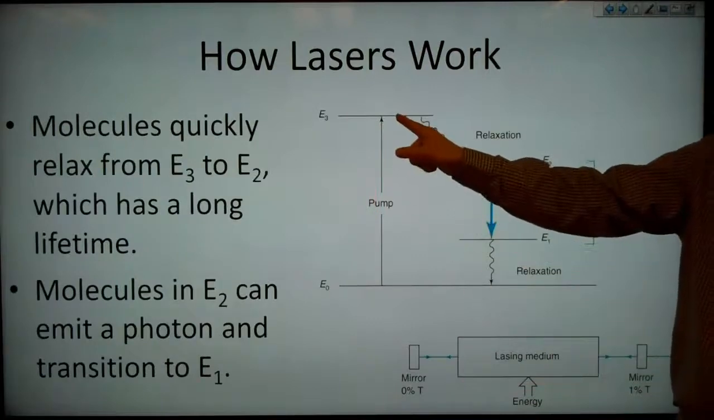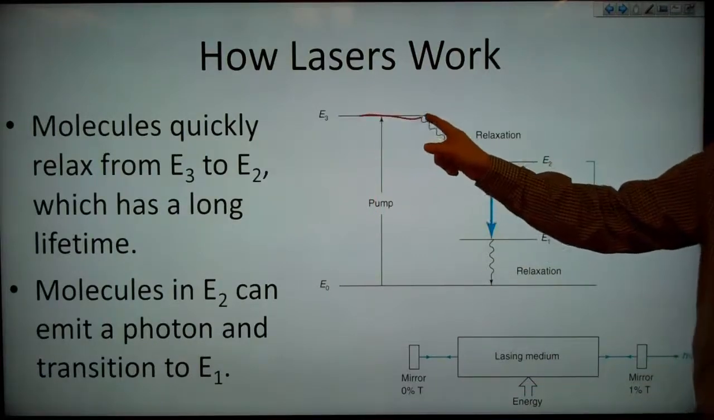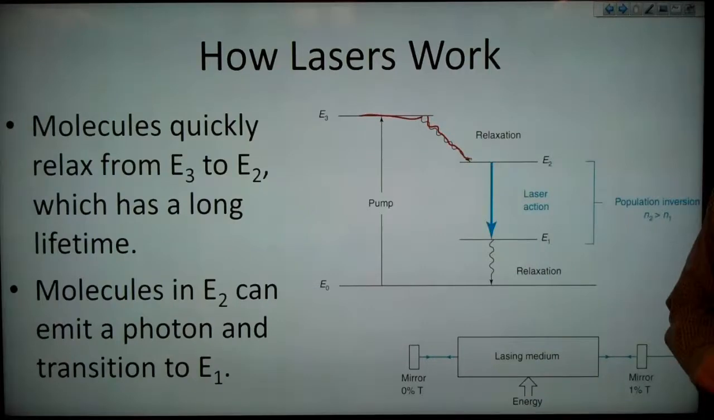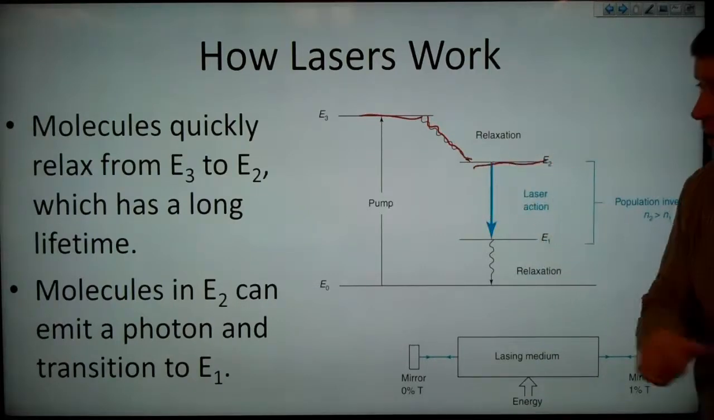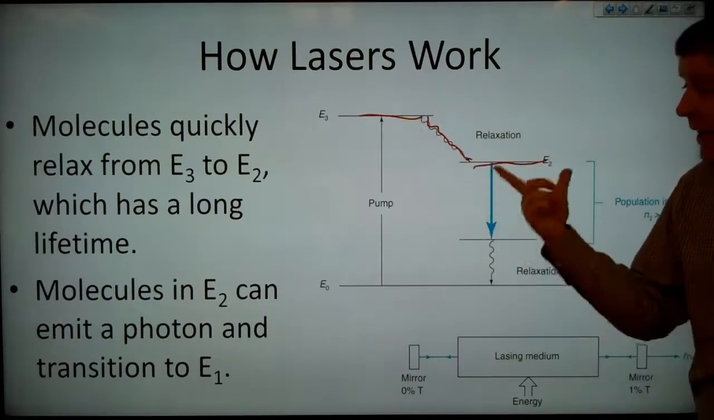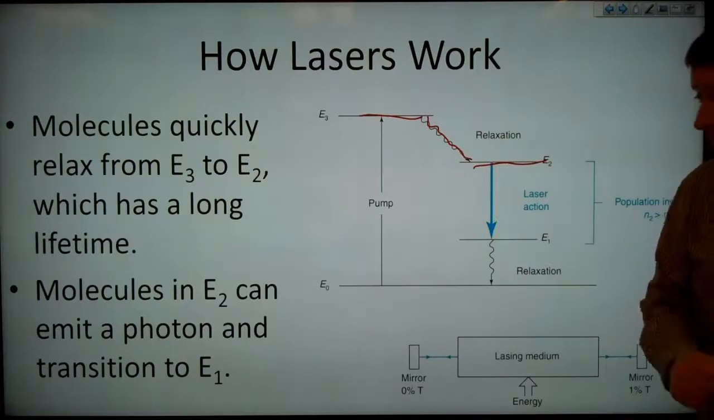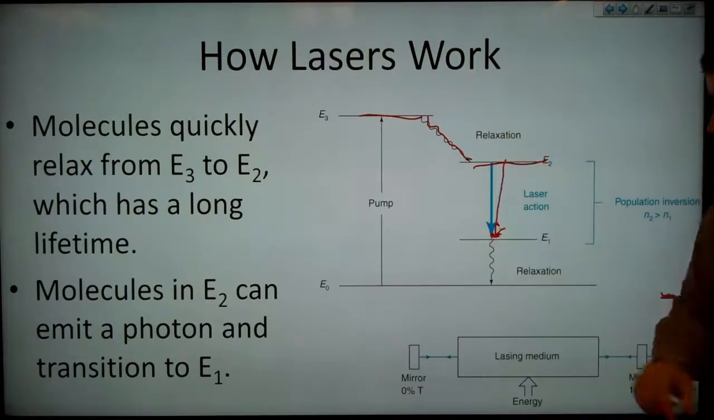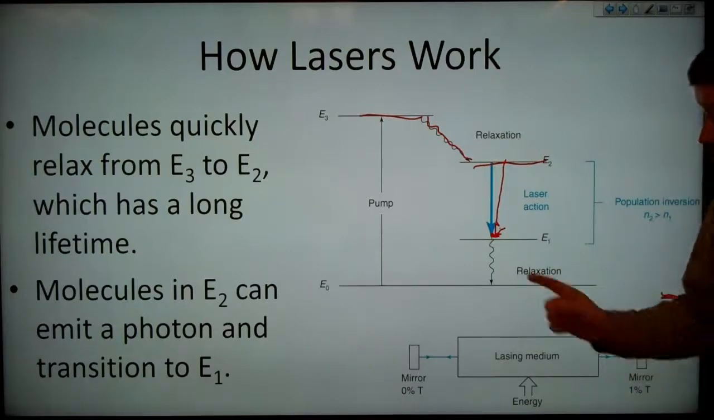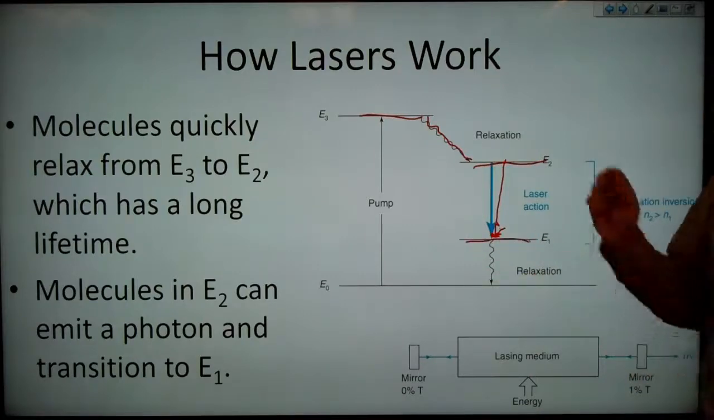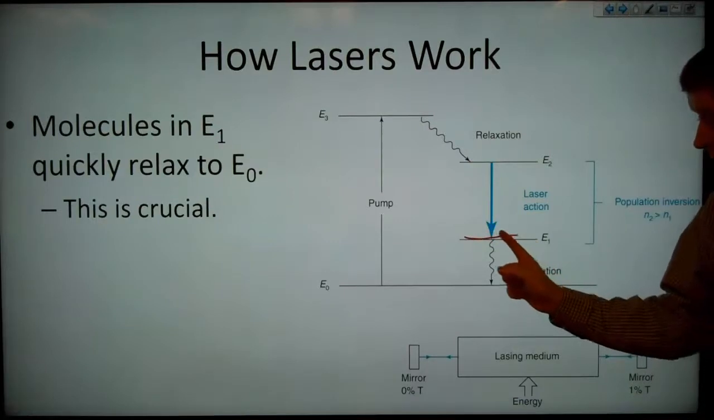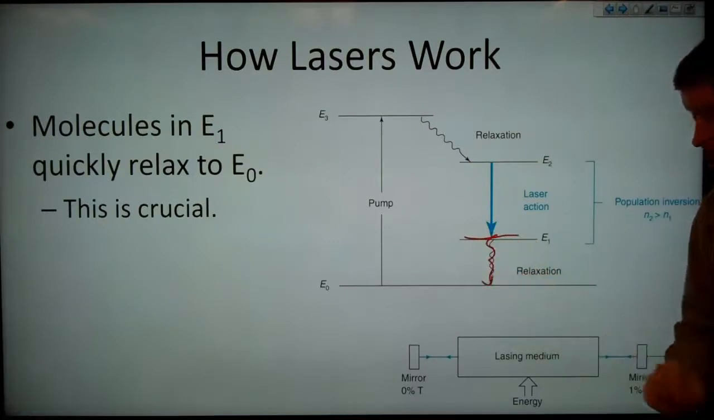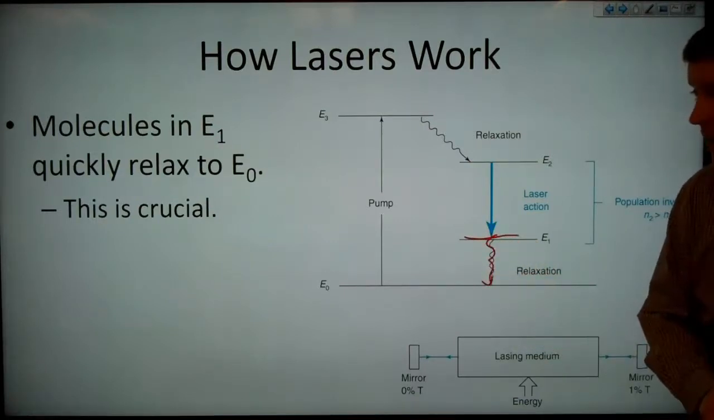Our molecules are then quickly relaxing from E3 down here through vibrational relaxation to state E2. So E3 has a very short lifetime, E2 has a long lifetime. Now, molecules in E2 can then emit a photon as they transition down to state E1, and E1 is that state there. And now molecules in E1 then quickly relax back down to our ground state E0.